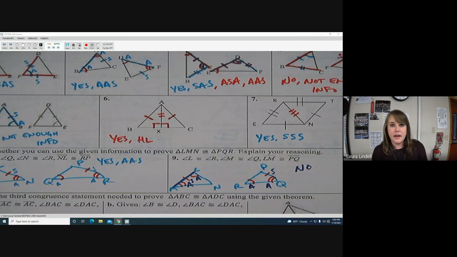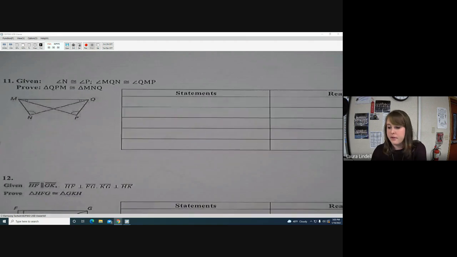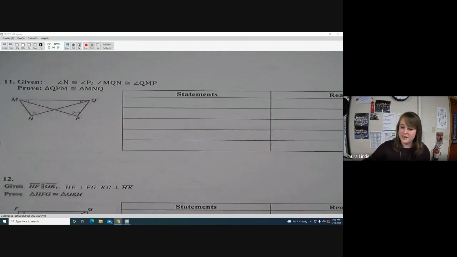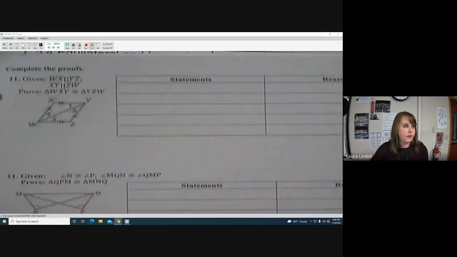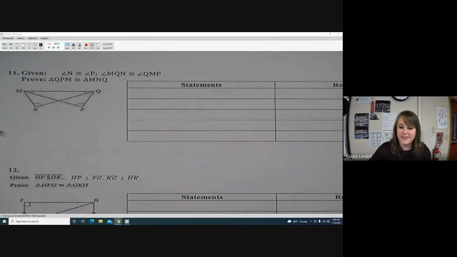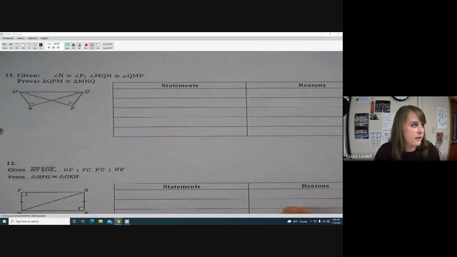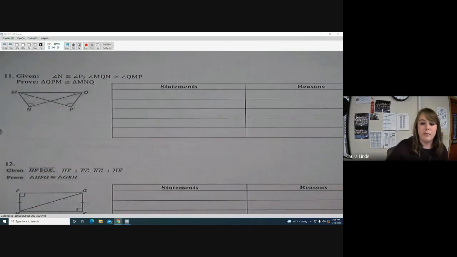The last kind of problem that we're going to look at together today is a proof. So if you have this packet, go ahead and flip it over to the next page. And we're going to actually start with the one that's in the middle. I know it's a little confusing. The top one and the next one are both labeled 11. We're going to start with the middle 11, because this one's just a little bit simpler than the top 11. We will get to that one later.